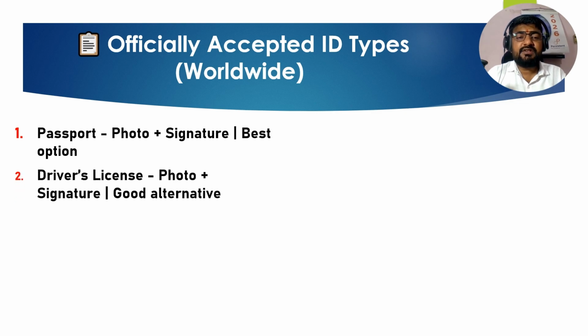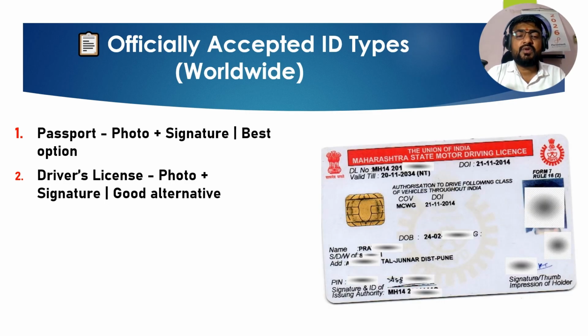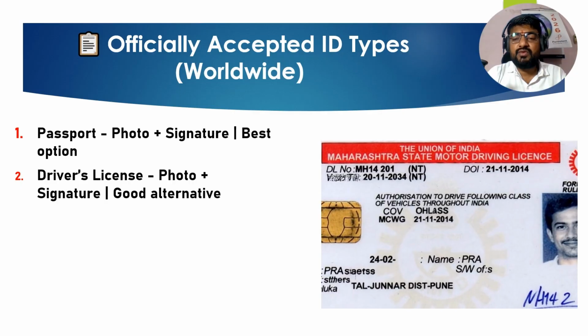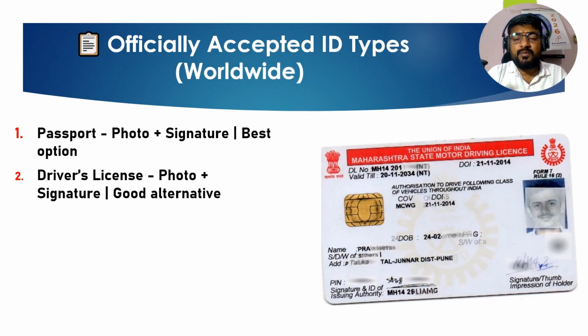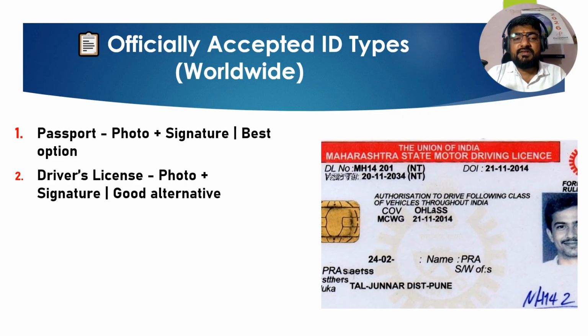Then the second option is the driver license. Basically this is the second option, photo plus signature, and it is a good alternative. If you don't have your passport with you, then you can use the driving license. In the driving license also there is the same photo and signature, so it will have a valid signature and a recognizable photo card. So this is the second option.